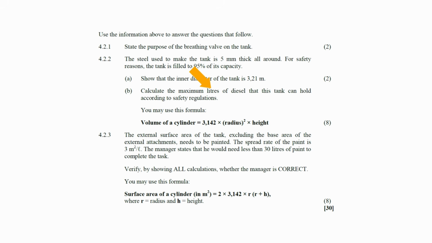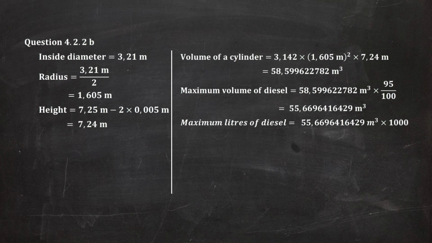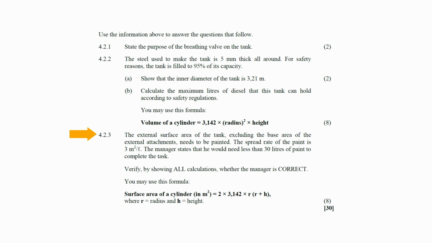So from the information, 1 cubic meter equals 1,000 liters. Therefore, the maximum liters of diesel this tank can hold safely is 55,66964 cubic meters multiplied by 1,000, and this equals 55,669.64 liters.